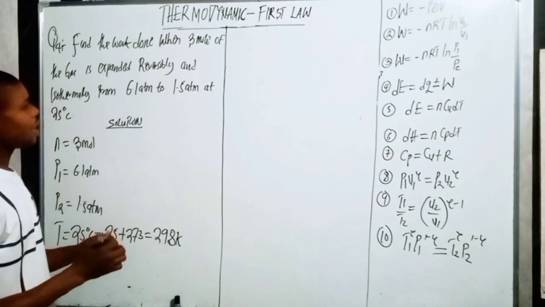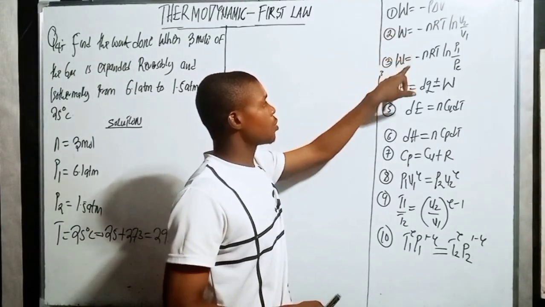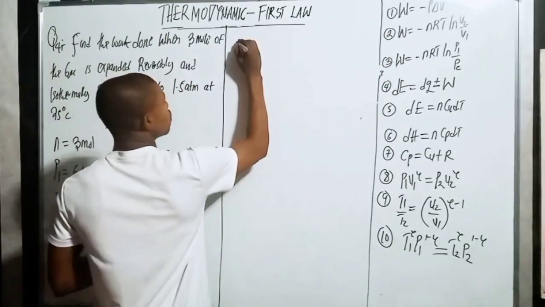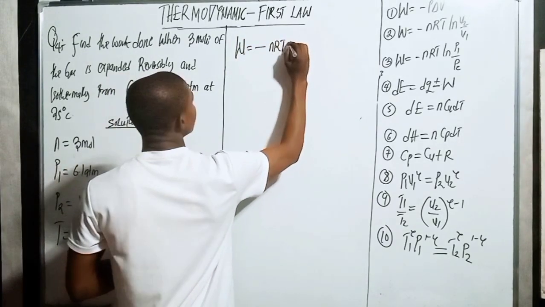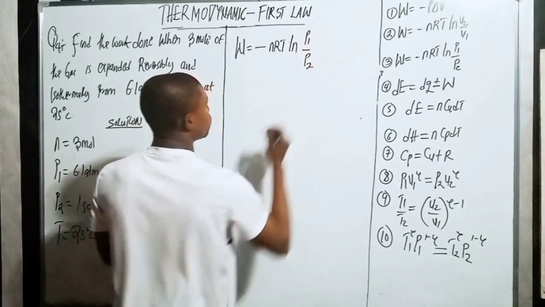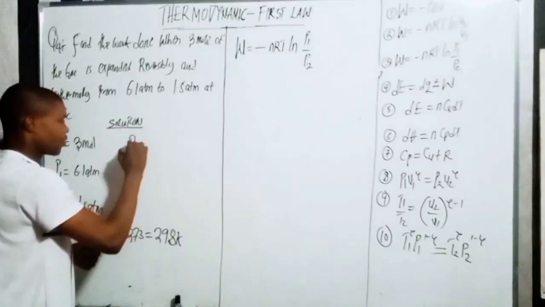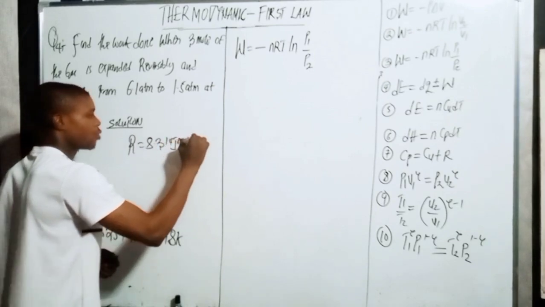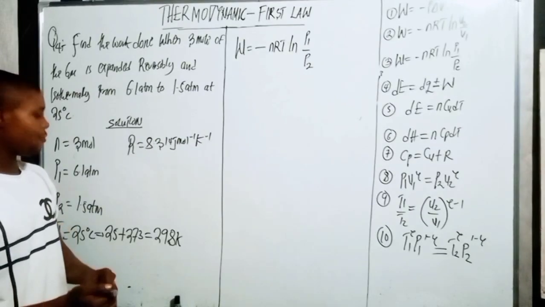So which formula are we to use? Of course, we cannot use the first one. We cannot use the second one. We have to use the third one, right? Which is W equals to minus nRT ln P1 over P2, right? Now my gas constant R is 8.314 joules per mole per Kelvin. Do you understand? So let's substitute our values.